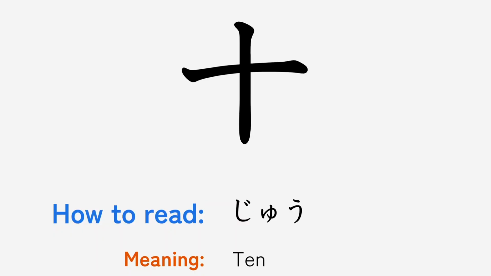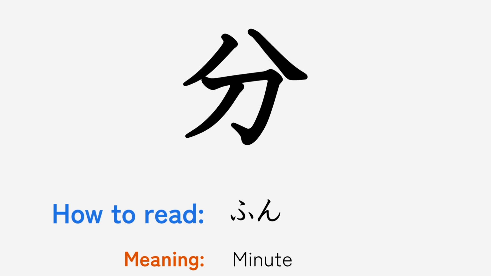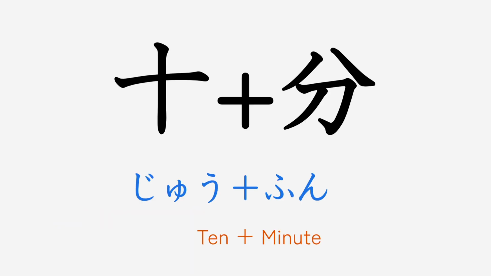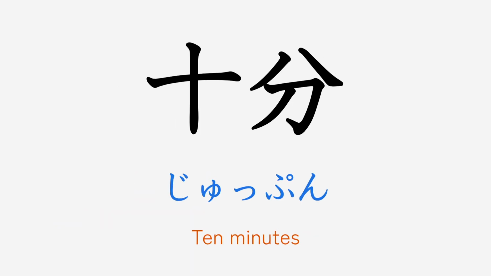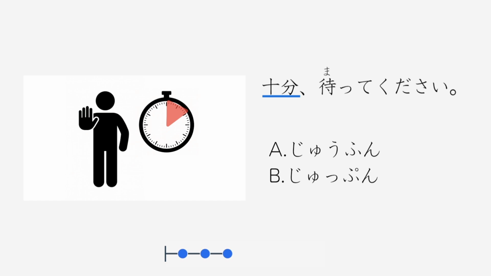10 is 10. Hun means minute. 10 plus minute makes juppun, meaning 10 minutes. How do you read the underlined kanji? The answer is B. Notice the sound change. 10 plus hun becomes juppun. A small 2 makes a quick pause.